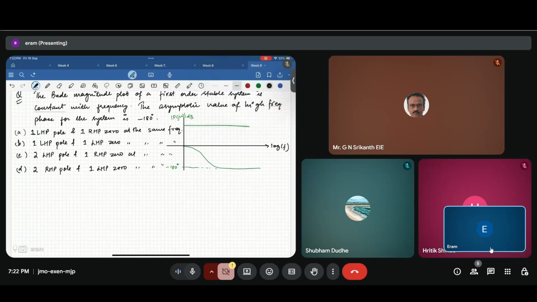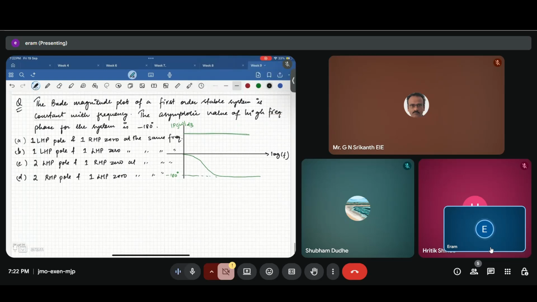Okay, so the Bode plot is given where we have a constant magnitude plot, and the phase plot goes to minus 180 degrees as omega goes to infinity. Then you have to identify the number of poles and zeros and their location.